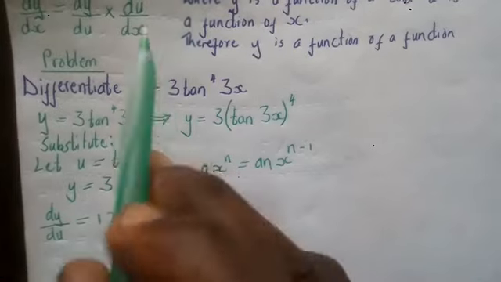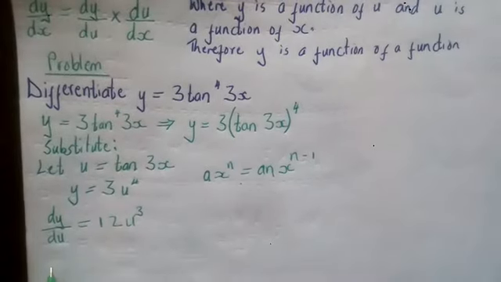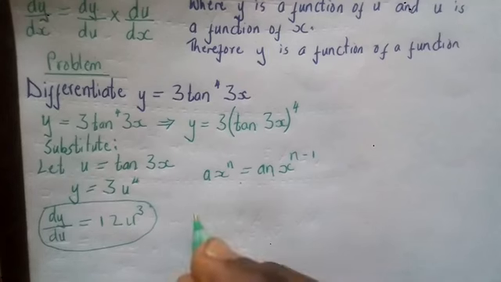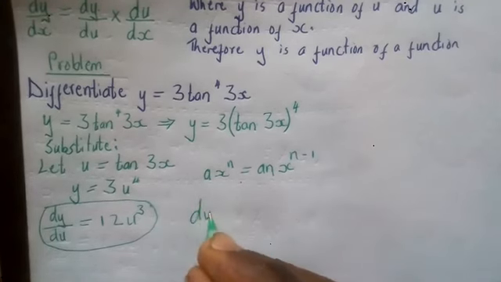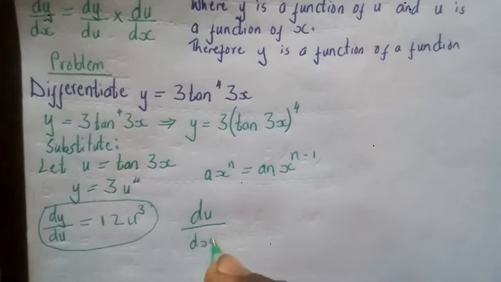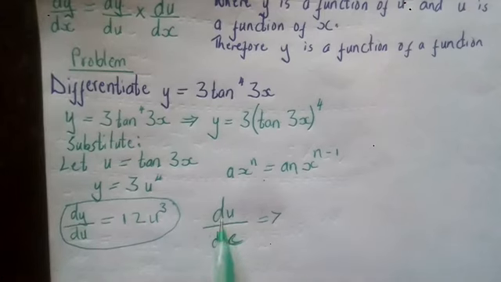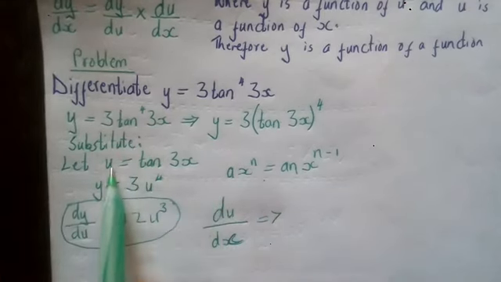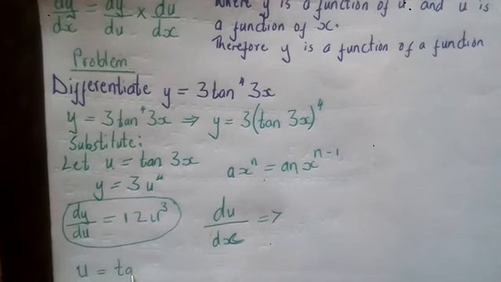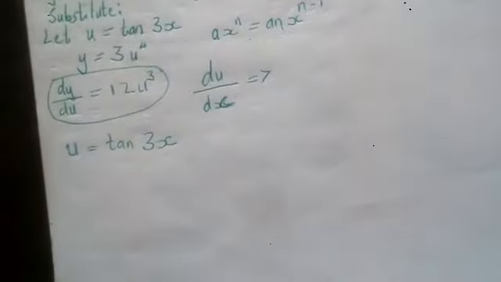So we have found this one. We already have dy over du. Now let us find du over dx. Remember, u is equal to tan 3x.